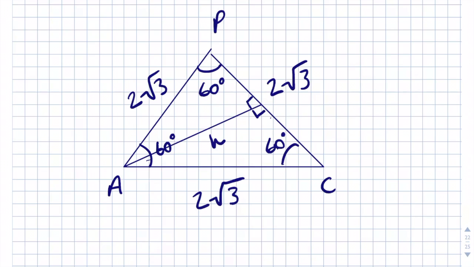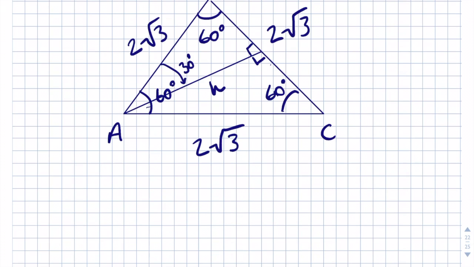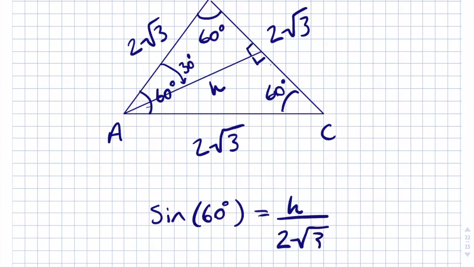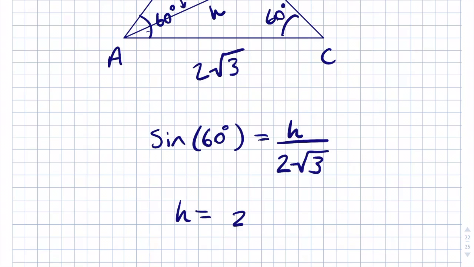So if I call it H, and we now know that this angle is going to be 30 instead of 60. And what we can do is we can use sine. So we can say sine 60 is equal to opposite, which is H, over the hypotenuse, which is 2 root 3. You can rearrange that to get H is 2 root 3 sine 60. Well, we know what sine 60 is because we had to work it out in question 22.